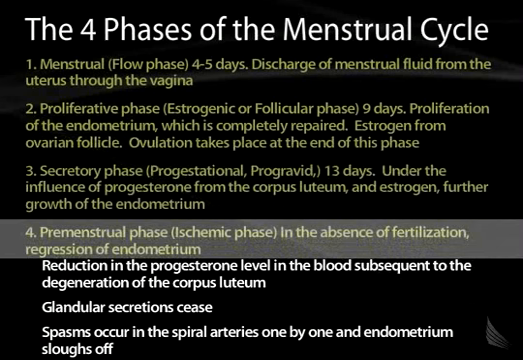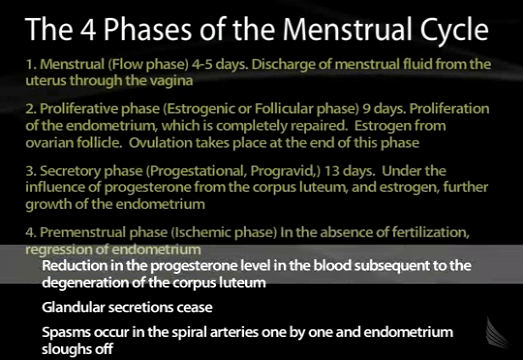Then the fourth, premenstrual phase, or ischemic phase, if there is no fertilization, the spiral arteries of the developed endometrium will start to regress and break down, which will allow blood to flow between the layers of the functional and basal layers, and this will hydrodissect away the endometrial lining that's been prepared for implantation, which has never occurred, and then we'll be back into the menstrual cycle with the menstrual phase.